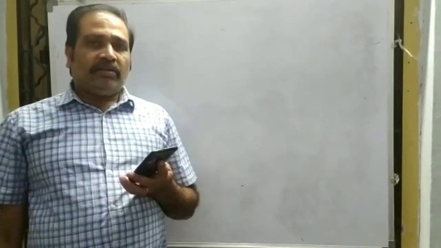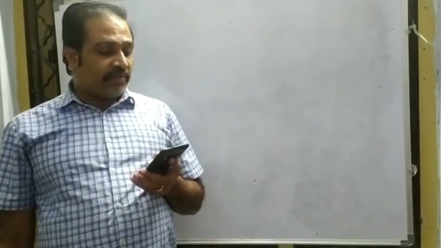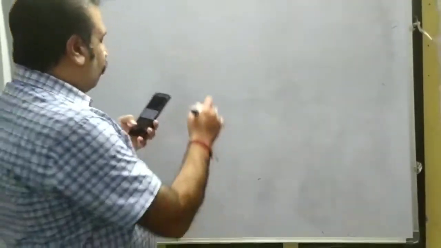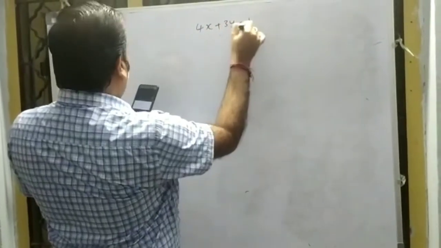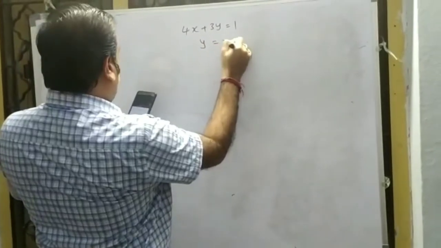Next one. 3 lines are given. Suppose those 3 lines are concurrent. Then you can find out one constant value. First of all, we can take the given lines. What are the given lines? 4x plus 3y is equal to 1. Y equal to x plus 5.